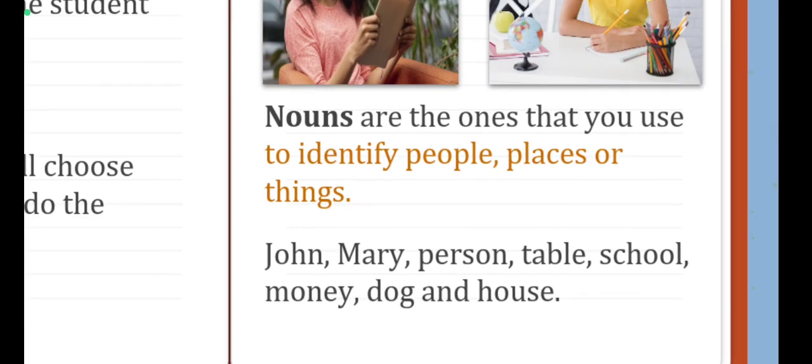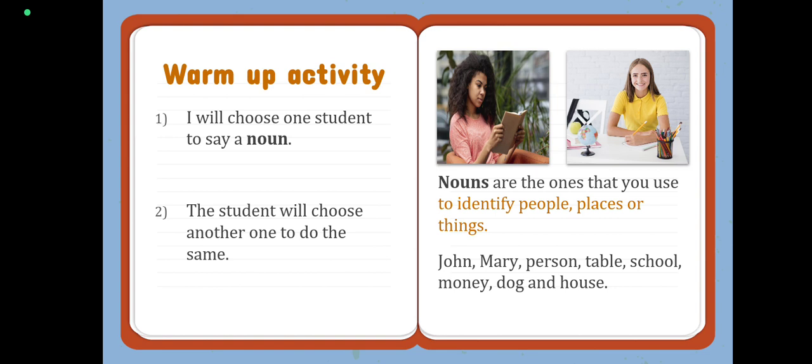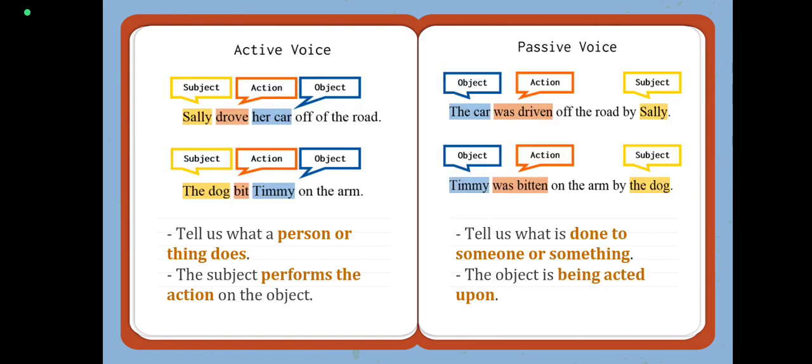Now, here, students, we have the definition. Nouns are the ones that you use to identify people, places, or things. And here we have some examples: John, Mary, person, table, school, money, dog, and house. Now, let's pass to today's class.